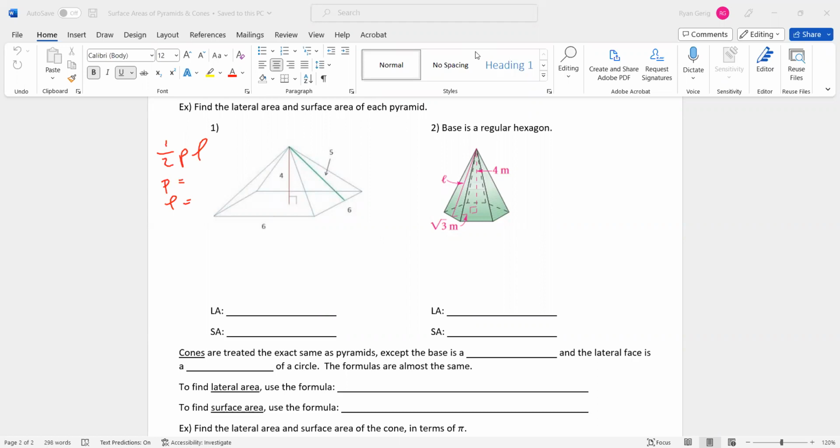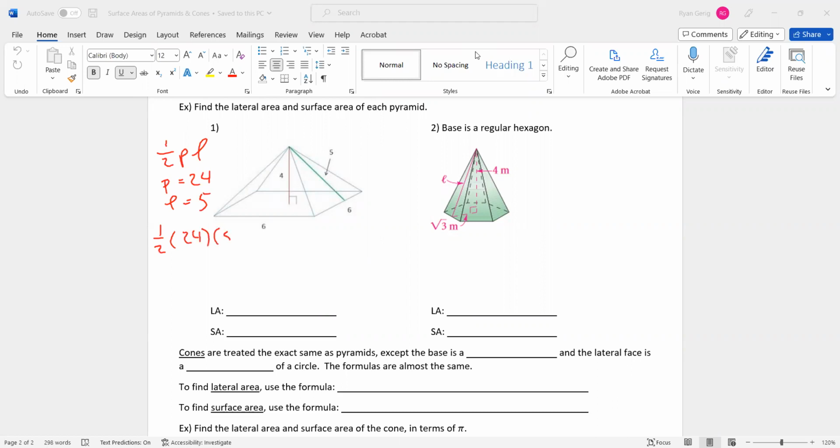P, well, it looks like it's a square again, 6, 6, and then the other sides would be 6 and 6 as well. So that would be 6 times 4, so 24. Slant height, hopefully you catch it, is 5. So then I've got 1/2 24 times 5.